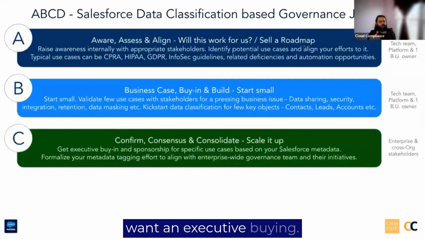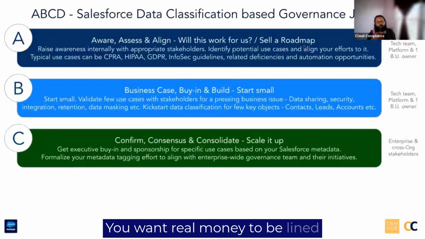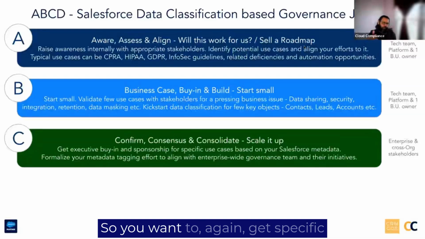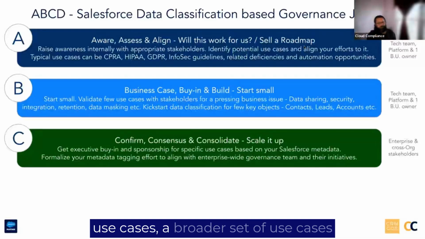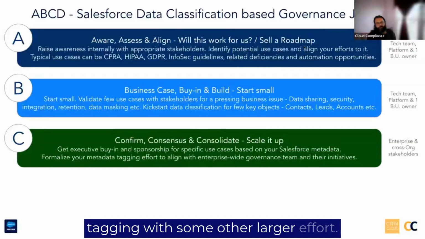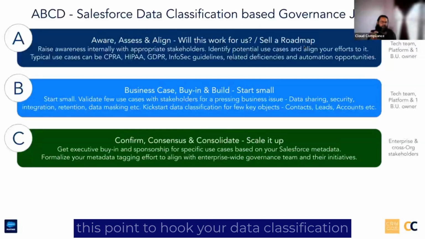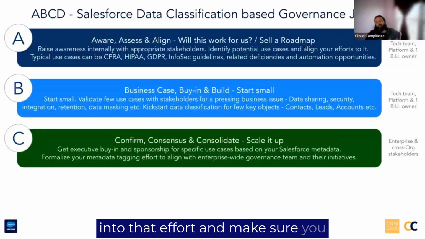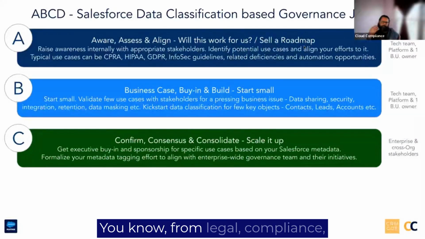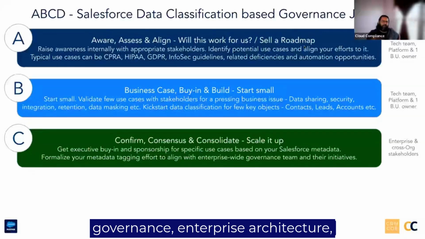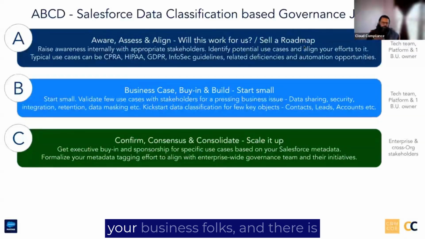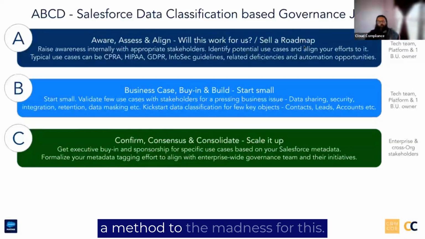Again, getting more into details of the third. This is where you want an executive buy-in. You want real money to be lined up because the company now gets why this is so vital, right? So you want to, again, get specific use cases, a broader set of use cases for your metadata, and formalize this tagging with some other larger effort. A lot of large and mid-sized companies have a data governance effort, and you want at this point to hook your data classification into that effort and make sure there are people allocated to it, from legal, compliance, governance, enterprise architecture, your own subject matter expert, your business folks, and there is a method to the madness for this.